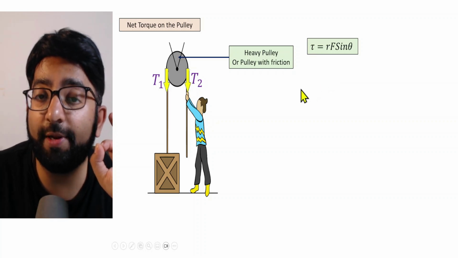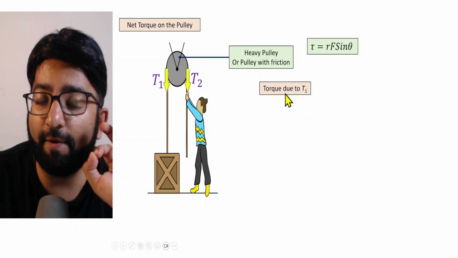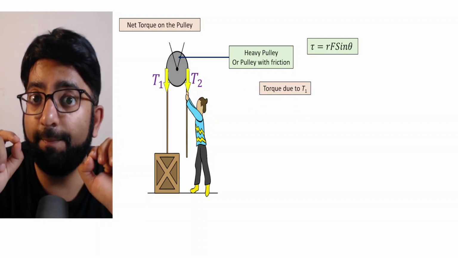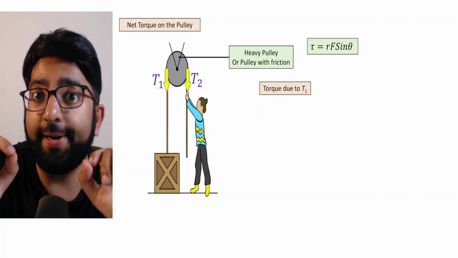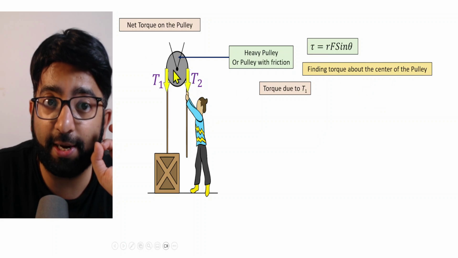So here let us try to figure out the torques due to different forces, T1 and T2. So the torque due to T1. In order to figure out the torque, it is important for us to finalize a point about which torque is to be found. So here we will find the torque about the center of the pulley.